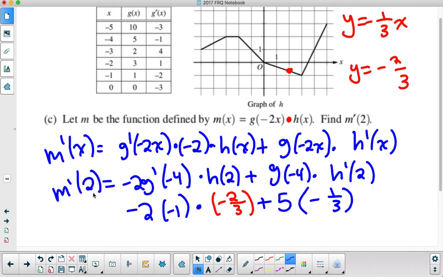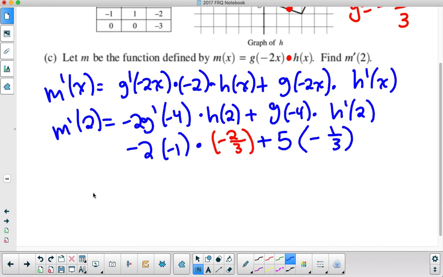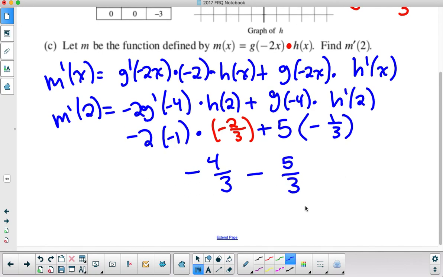All right, so now we got a little bit of work to do here, just multiplying. This first part, negative 2 times negative 1 is 2, times negative 2/3, that's negative 4/3, minus, because we got 5 times negative 1/3, that's negative 5/3. Combine them all together, negative 9/3, which is just negative 3.